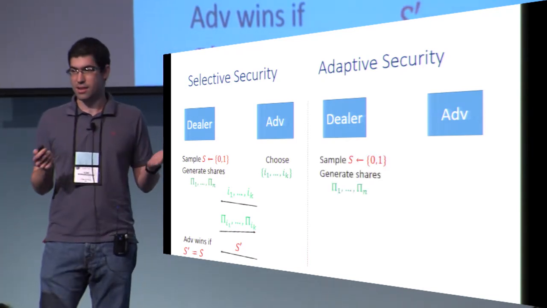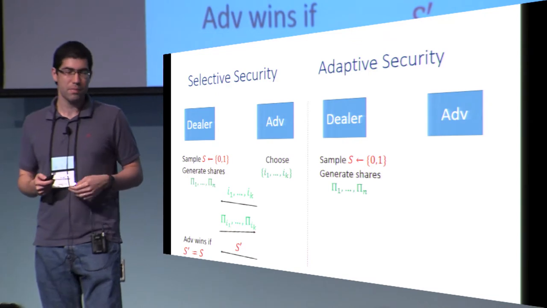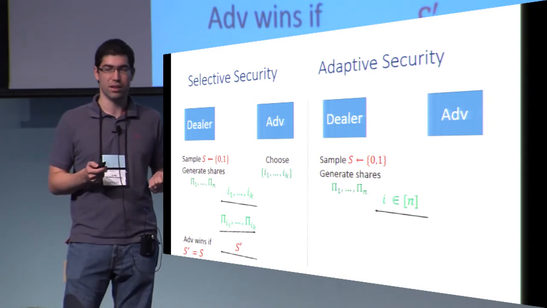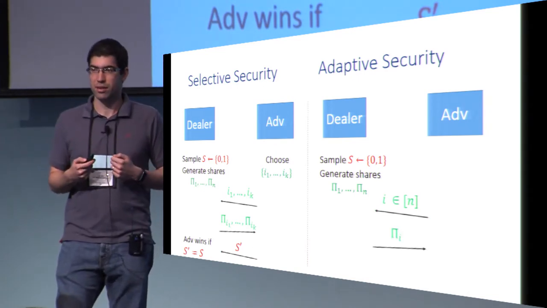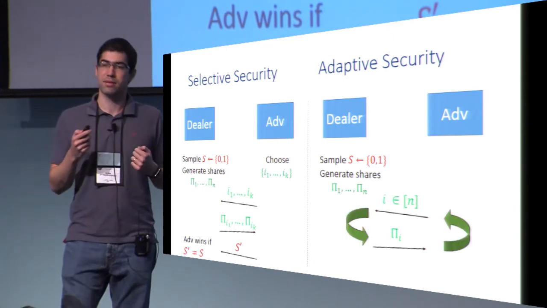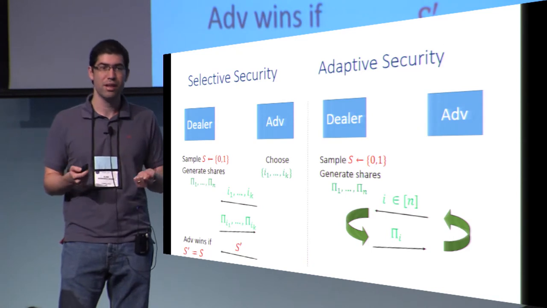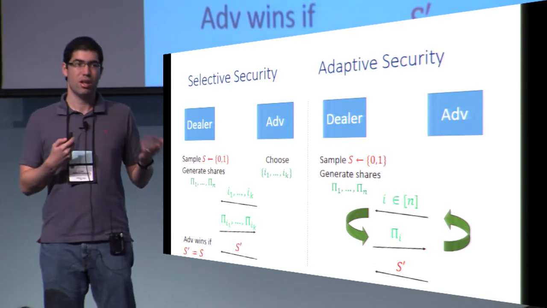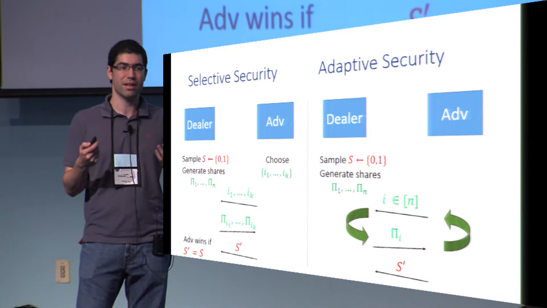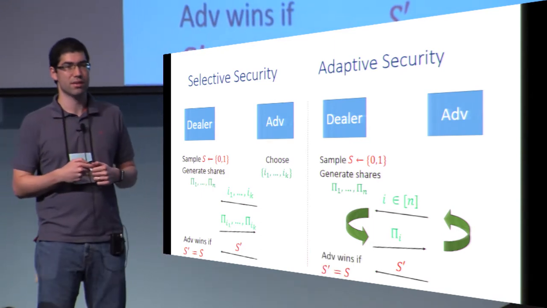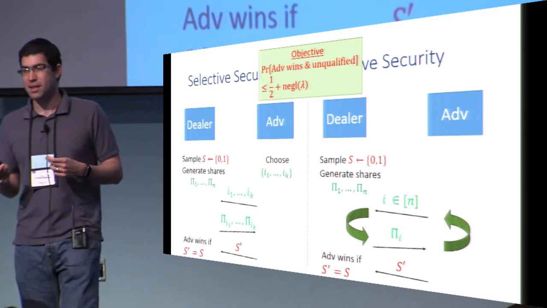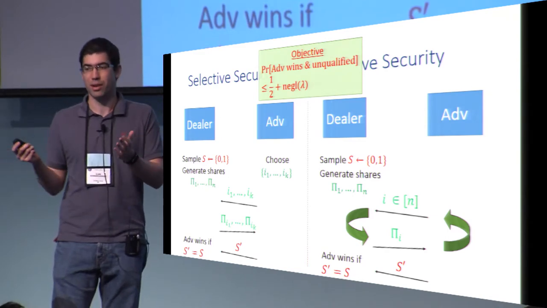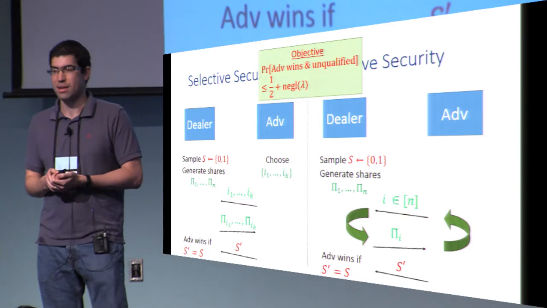In the adaptive game, the dealer does the same thing. He chooses a secret S at random and generates a set of shares, but now the adversary only sends one index out of n to the dealer and gets back the share of that party. He can do it multiple times, so he can choose the share of the next party based on the shares that he has seen so far. And again, when he decides to finish, he sends what he thinks the secret is, and he wins if his guess is correct. We say that a scheme is secure in either case if the probability that the adversary wins, having chosen only an unqualified set, is at most 1/2 plus something negligible.